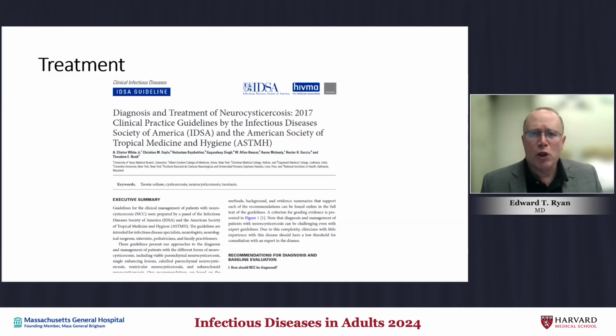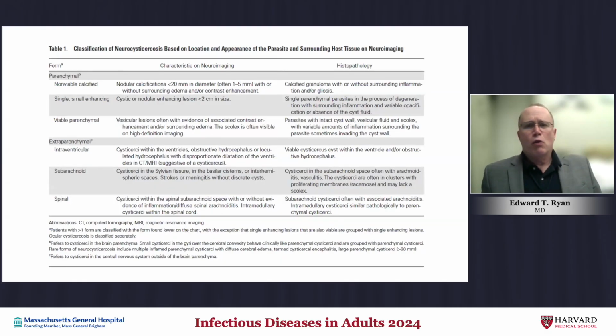Now, how do you approach, diagnose, and treat these individuals? Just like we did the guidelines for leishmaniasis, we did guidelines also for cysticercosis. These are once again free on the IDSA and the ASTMH websites under guidelines. Once again, you have to characterize what type of neurocysticercosis the person has. Is it in the brain tissue itself, or is it extraparenchymal, meaning, is it in a ventricle? Is it subarachnoid? Is it in the spine? Is it in the eye?